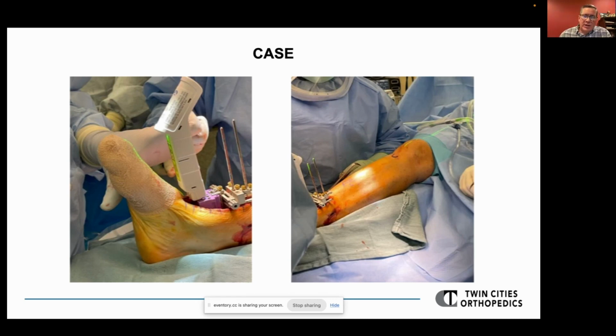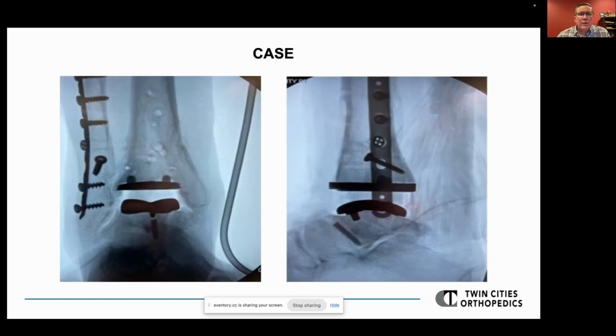Not required to use the laser. It does work well. It's kind of a cool tool to use. And I think it does help more so with varus valgus alignment than it does with rotation. I don't really use it to set rotation, but I do like it for varus valgus alignment to make sure I'm not in varus or valgus.